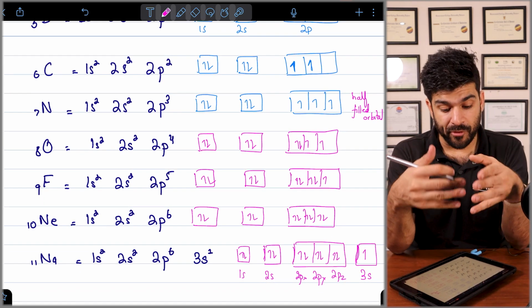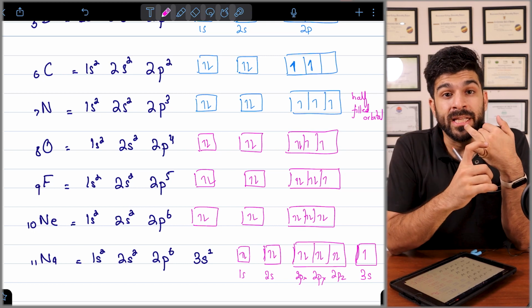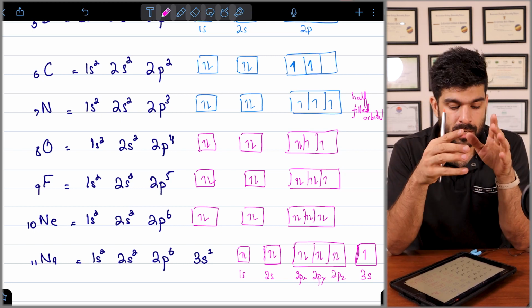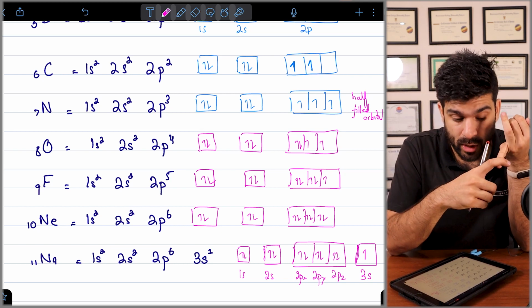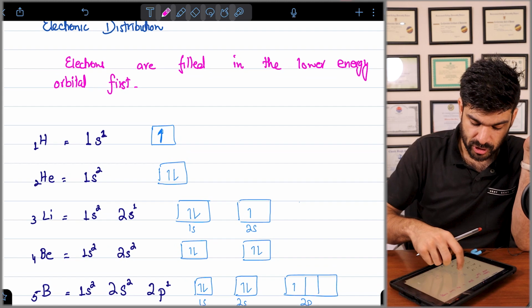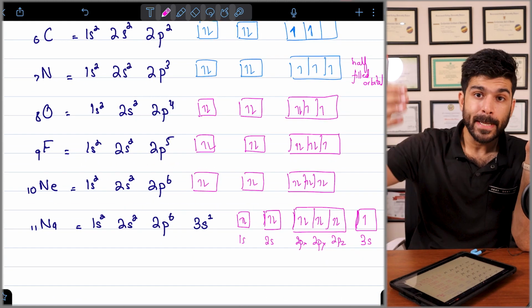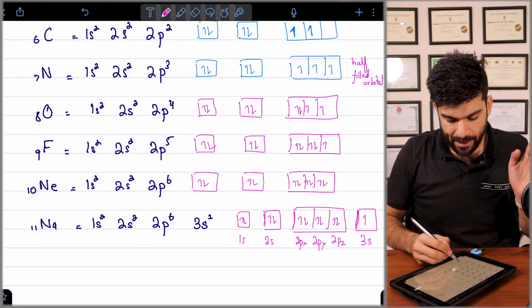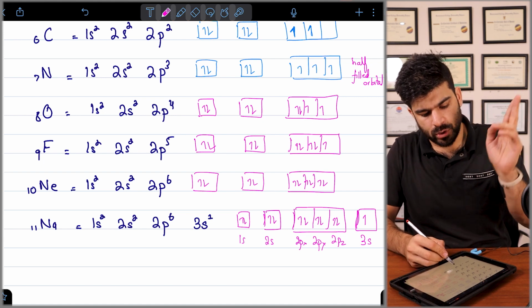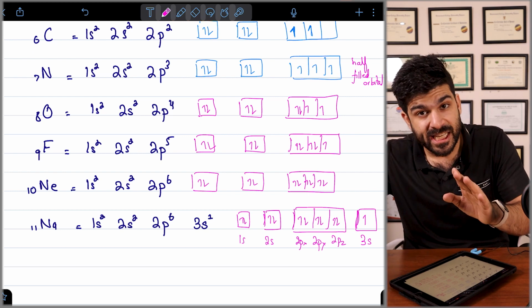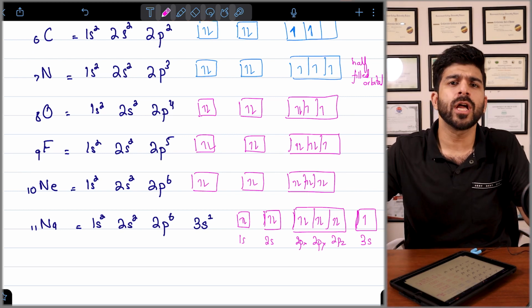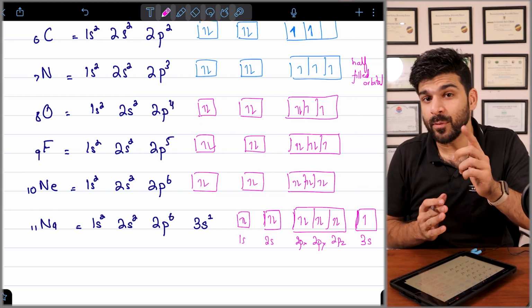In the next lecture, we are further going to discuss the anomalies, which are different rules that go off the trend, and we will have shortcut ways of how to write these electronic configurations. Because obviously, if I talk about calcium, if I start from 1s, 2s, 2p, then 3s, then 3p, then 4s, that will be a long one. So there are shorter ways to write these. But that we'll discuss in the next video.